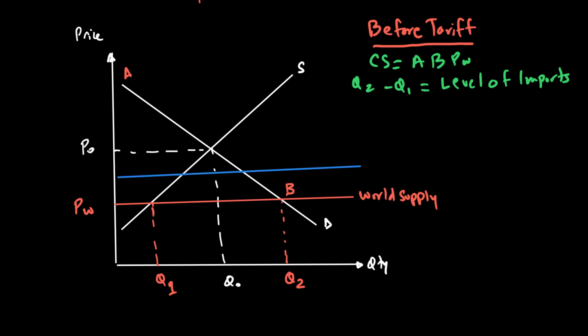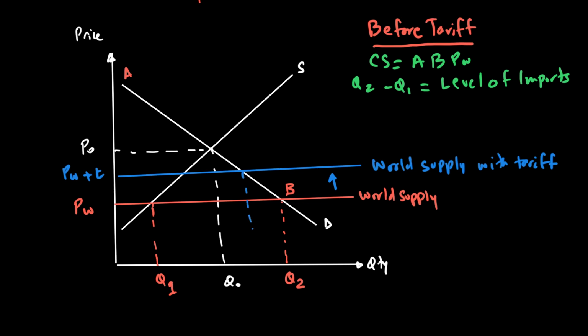The world supply curve will now be PW plus T, where T is the amount of tariff. So this becomes my world supply, but with tariff. So when you put a tariff, the world supply curve shifts upward, and that results in the new domestic consumption being Q4, while the new domestic production is Q3.